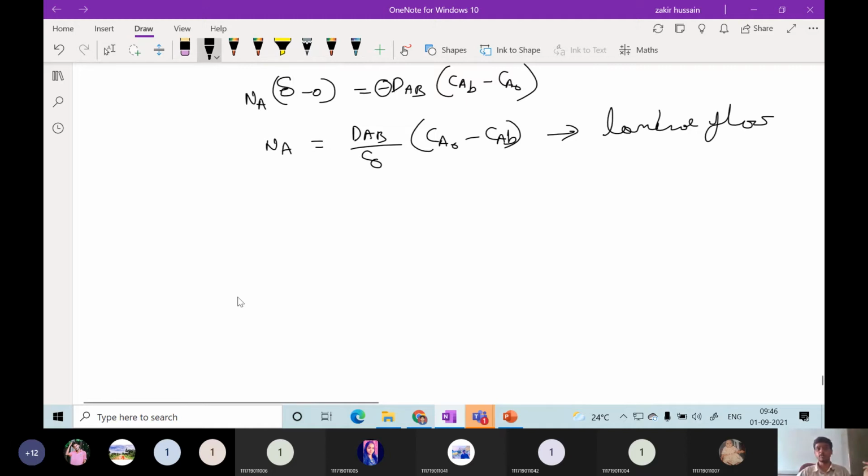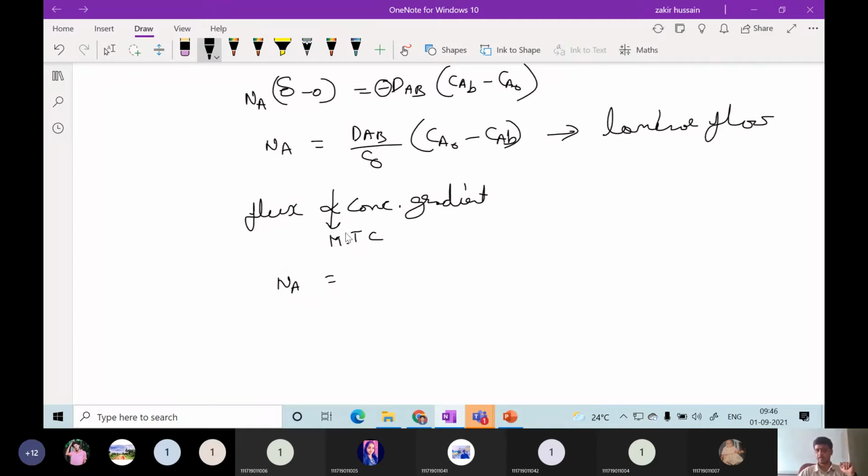Laminar flow. Now we know what the mass transfer coefficient is. The mass transfer coefficient is nothing but this: flux is directly proportional to the concentration gradient or concentration difference, and this proportionality constant is the mass transfer coefficient. So flux is denoted by Na. Let us see the concentration gradient: from higher concentration to lower concentration, Ca naught minus Cab. Then the mass transfer coefficient will be some K.